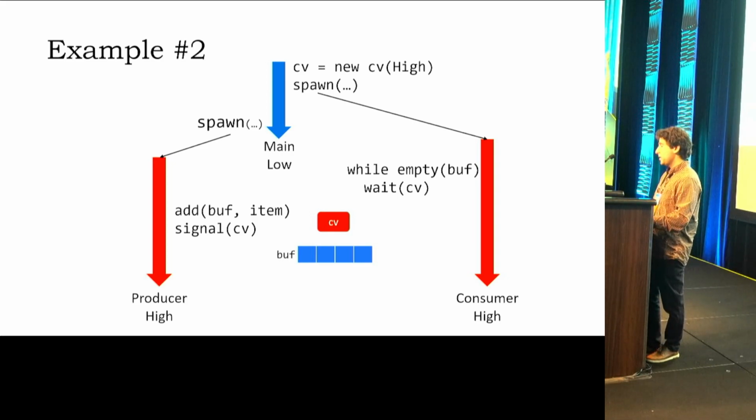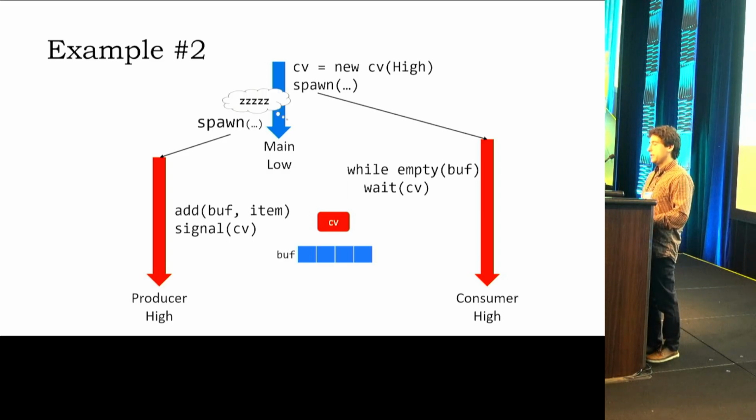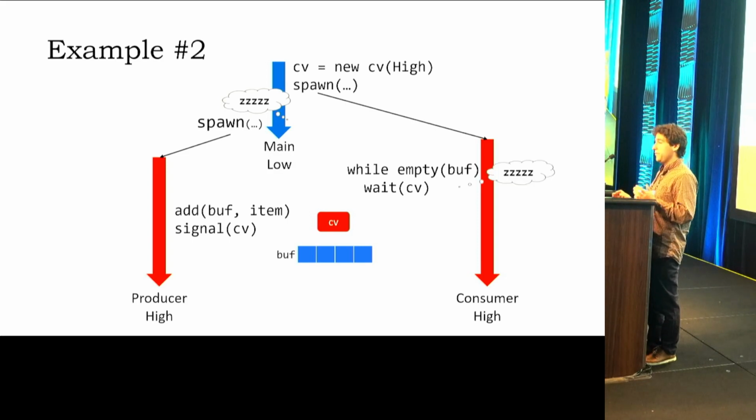So there's a bug here though, which is that as soon as the low priority thread spawns the consumer, which is high priority, it now gets the processors, and so the low priority thread may be blocked. And so the consumer thread then wakes up, starts trying to find items from the buffer. It finds it empty, and it waits on this condition variable. And so now again we have a priority inversion.